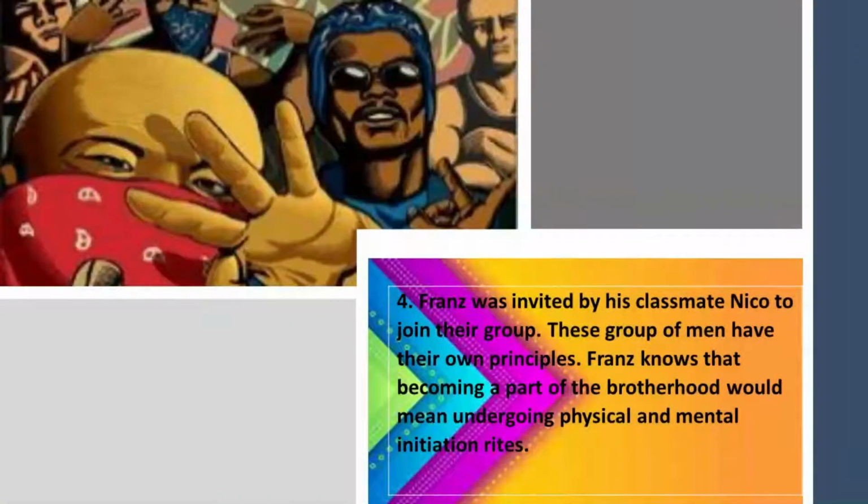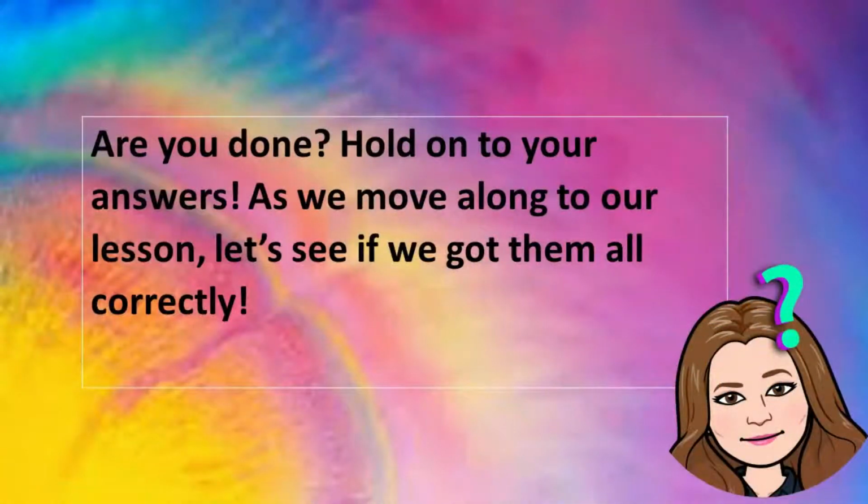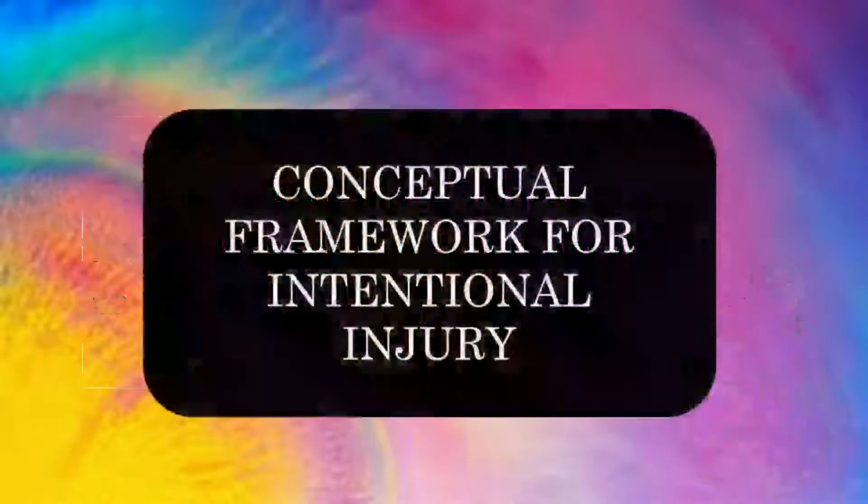Number 4. Franz was invited by his classmate Nico to join their group. This group of men have their own principles. Franz knows that becoming a part of the brotherhood would mean undergoing physical and mental initiation rites. Are you done? Hold on to your answers. As we move along with our lesson, let's see if we got them all correctly.